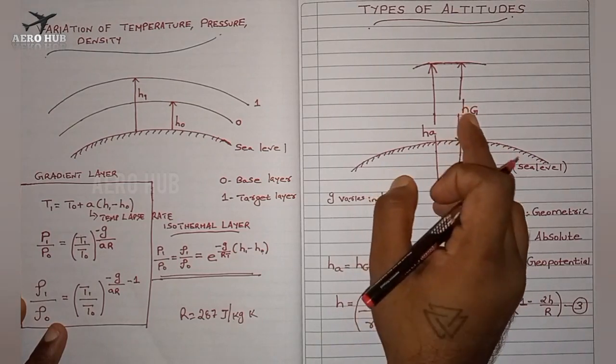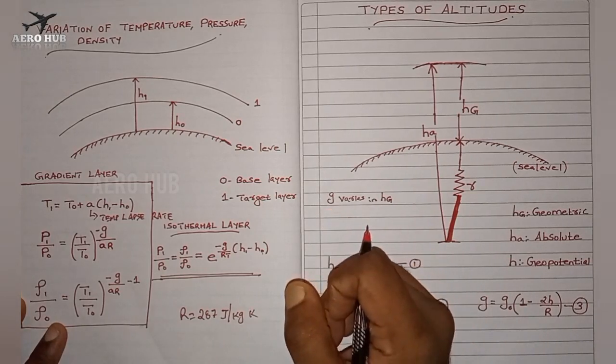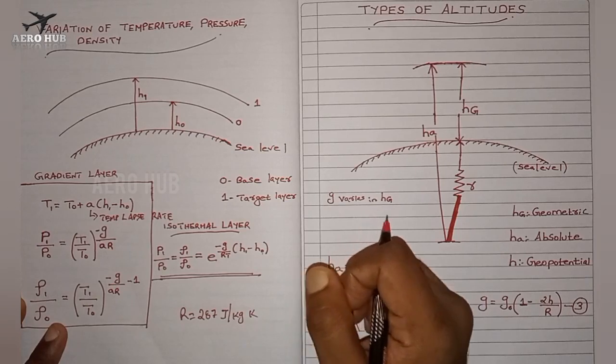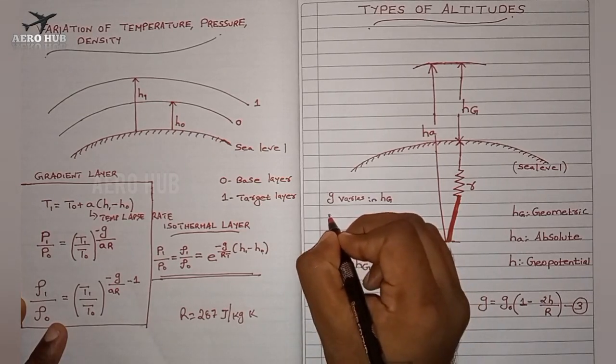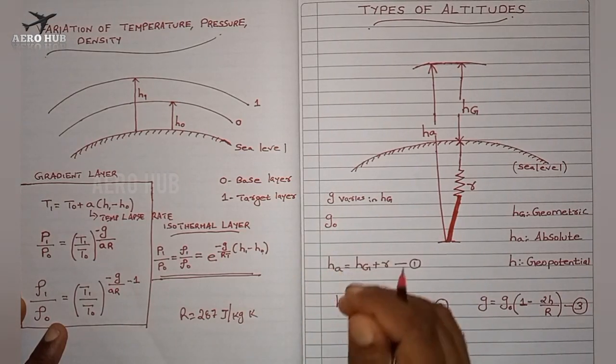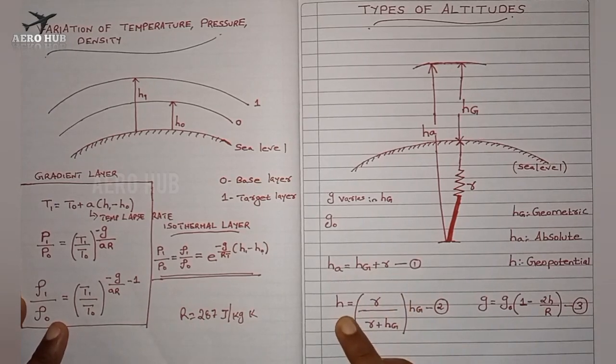In the case of geometric altitude we have variation of g, but in the case of geopotential altitude, the value of gravity is denoted as g naught, and it is a constant. The absolute altitude is then h plus r. And the relation between geopotential altitude and geometric altitude is derived from the hydrostatic equation.